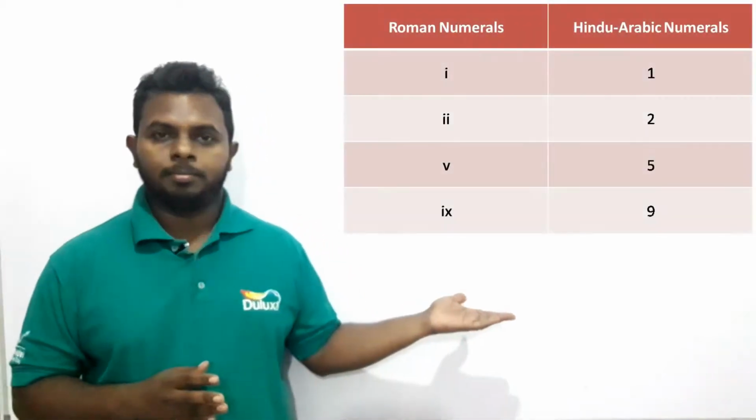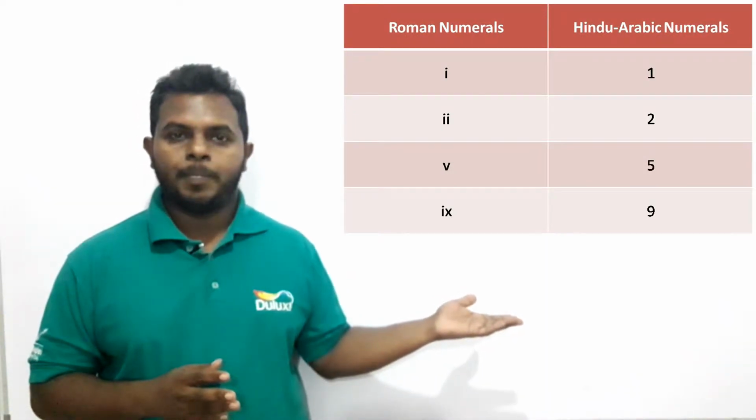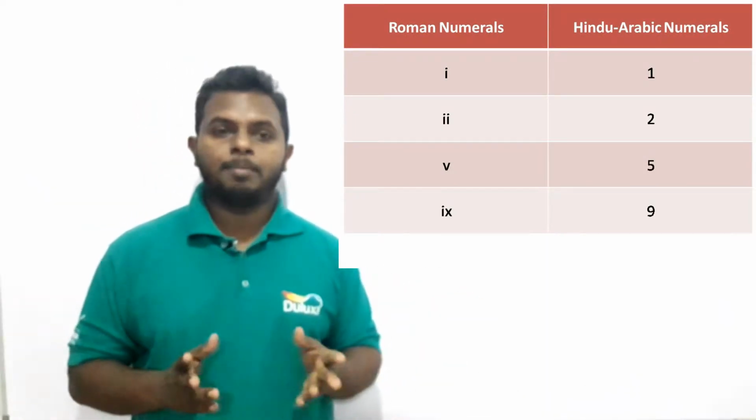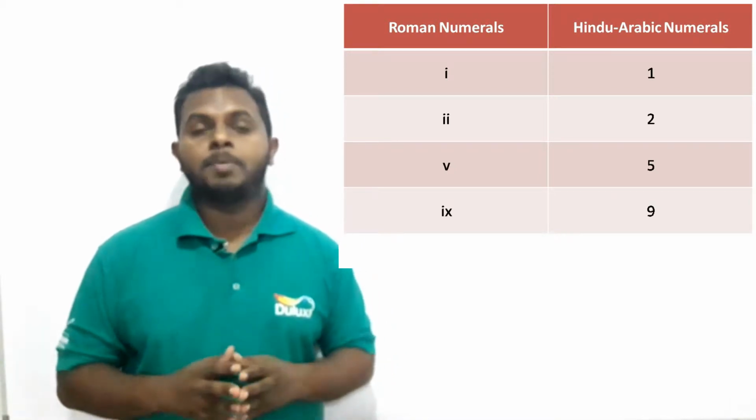What are numbers? A number is a mathematical object that we use to count, measure or label things. Symbols are used to represent numbers, and these symbols are called numerals. For example, you must have heard of Roman numerals and Hindu-Arabic numerals. Observe this table. Each row represents the same number, but they are represented with different symbols.